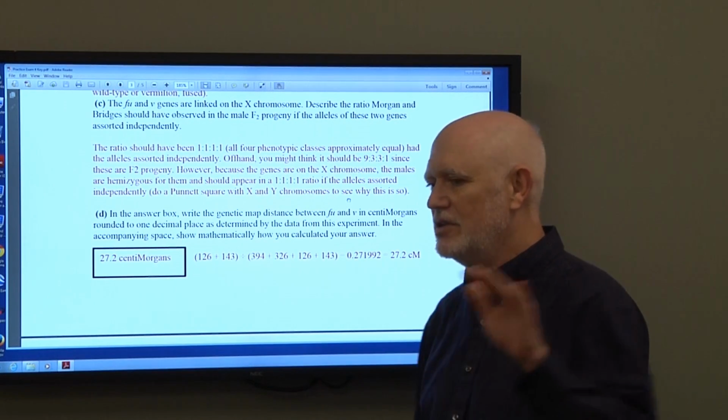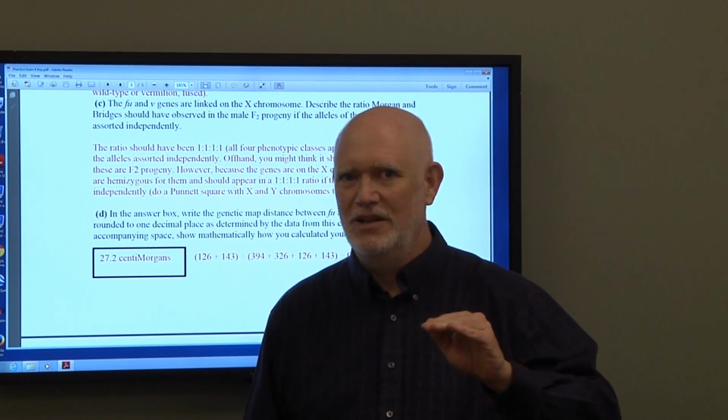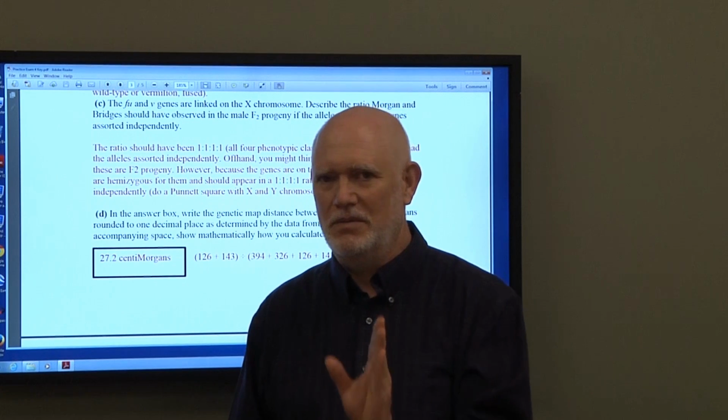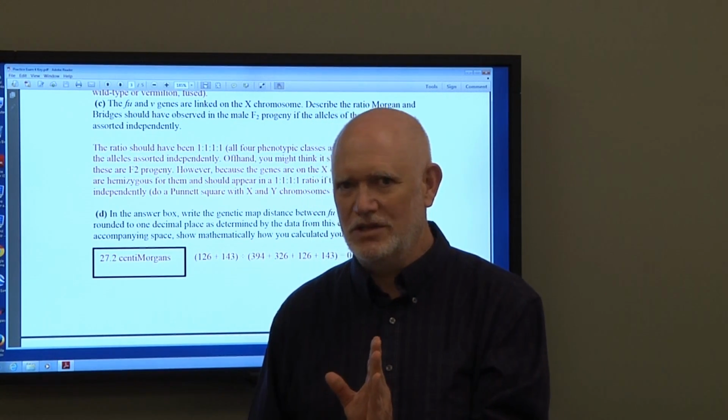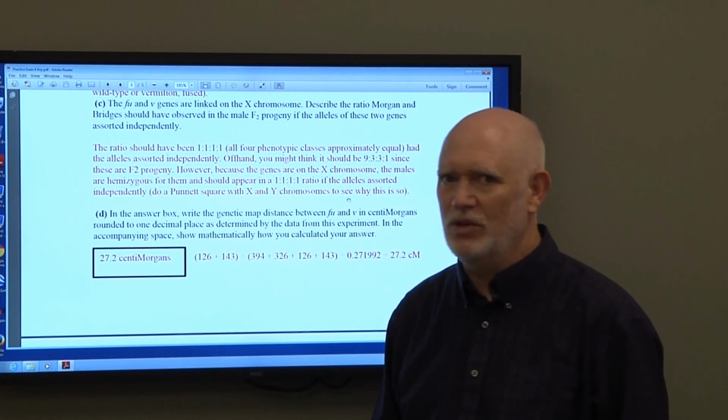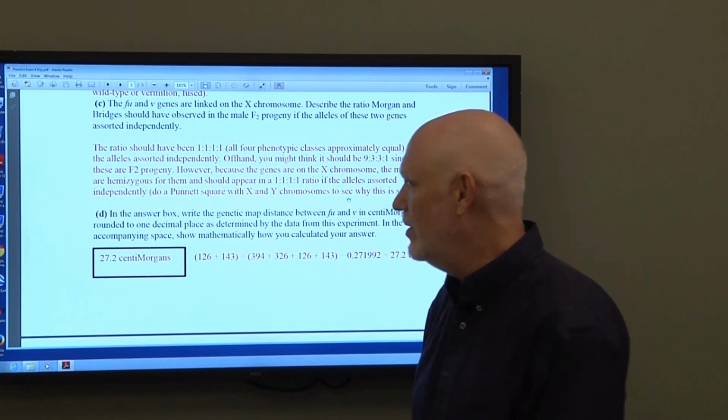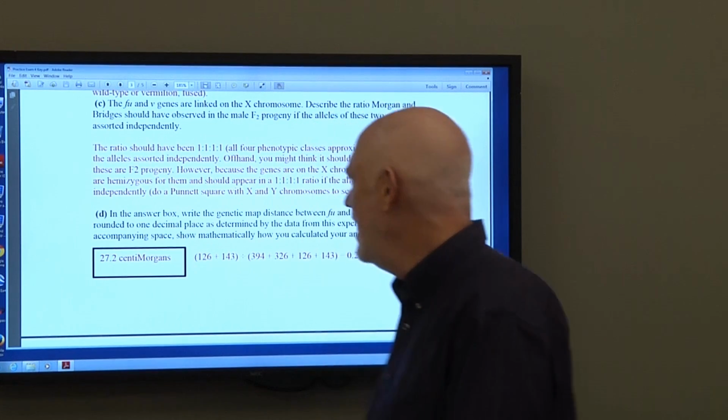Remember too, if it's an autosome and we're doing a test cross, that is, one of the parents is fully homozygous for those genes, then it would also be 1 to 1 to 1 to 1, rather than 9 to 3 to 3 to 1.